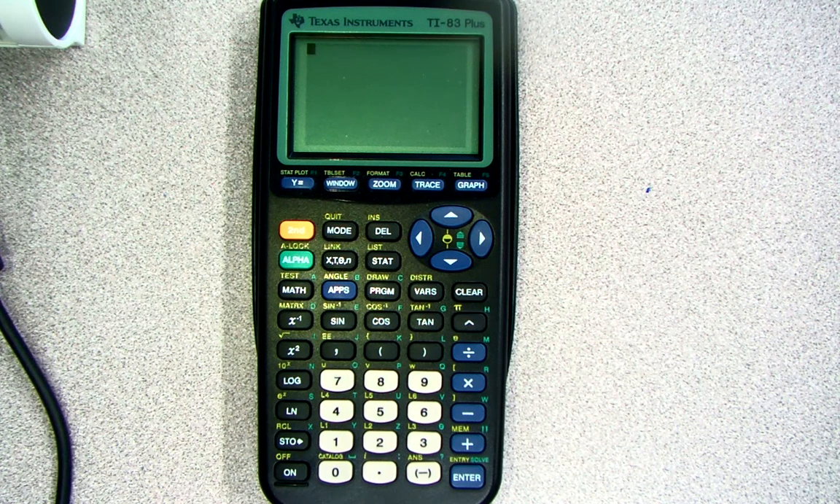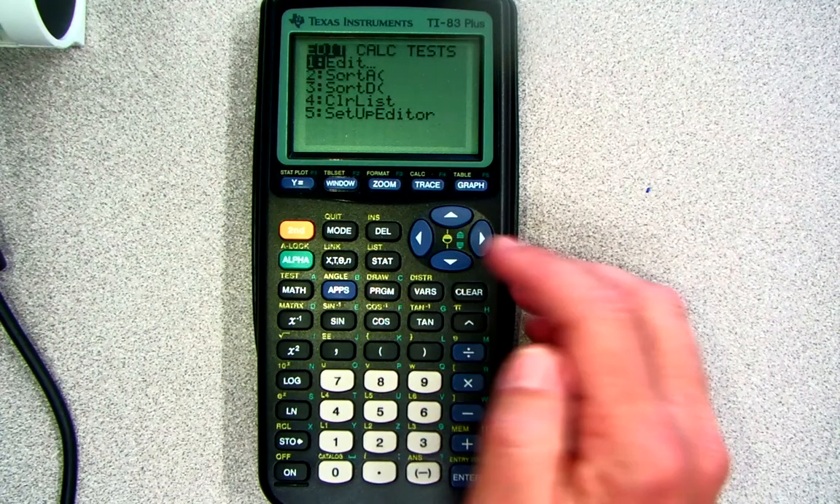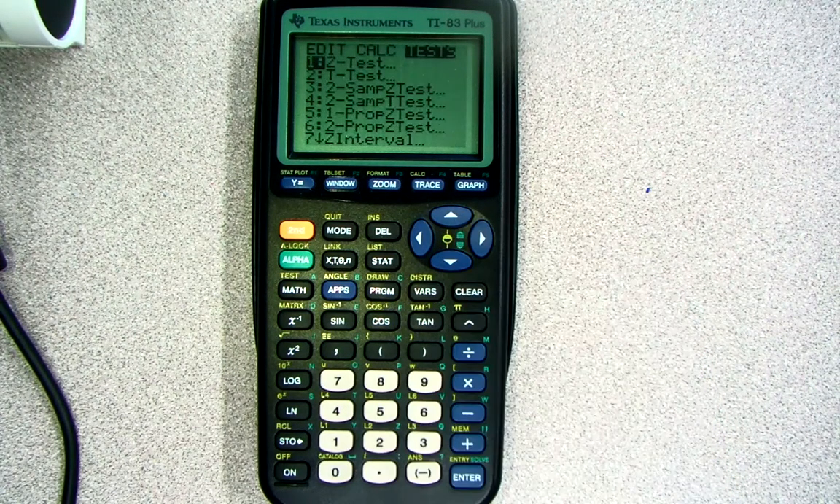A couple things I want to address about the calculator. When you run a test, remember it's the stat button, and this is the key that you're going to use for entering data and so forth, and it's the key you've been using most of the course. If I go over to test, remember a z-test is when I know the population standard deviation.